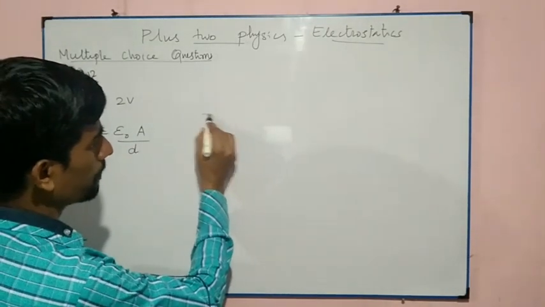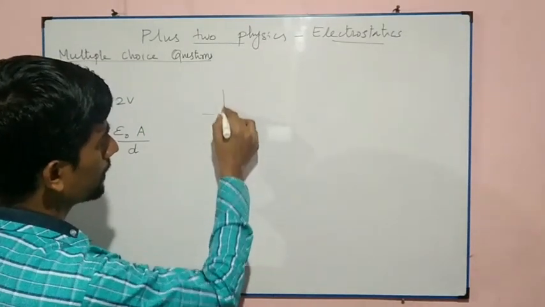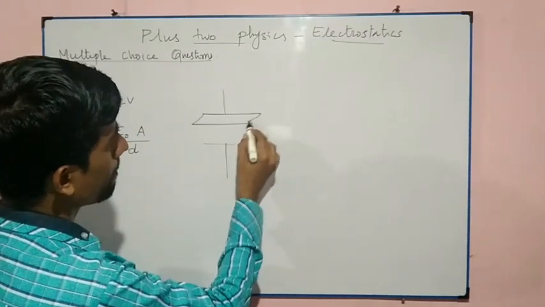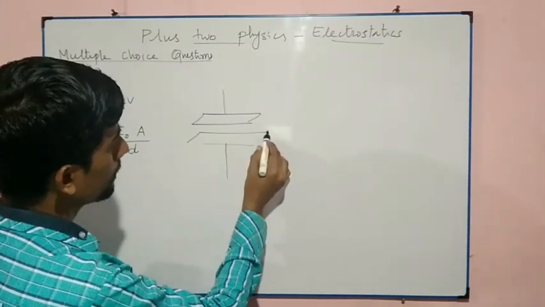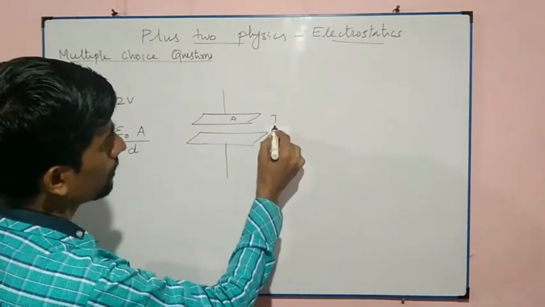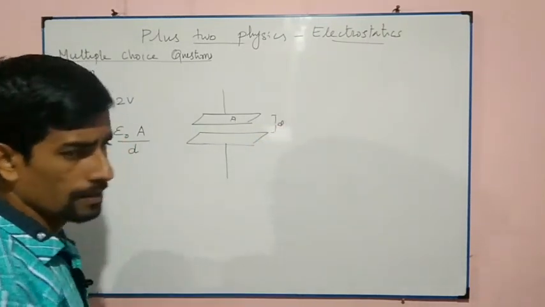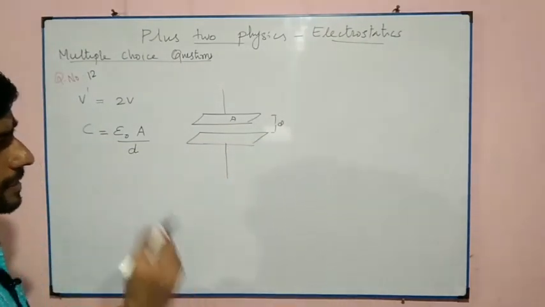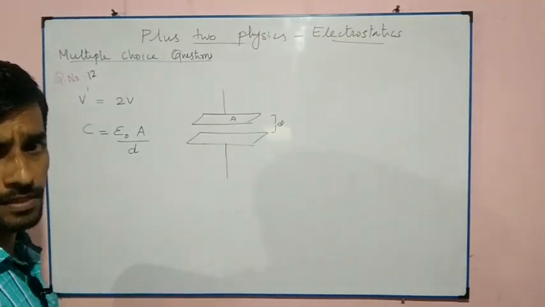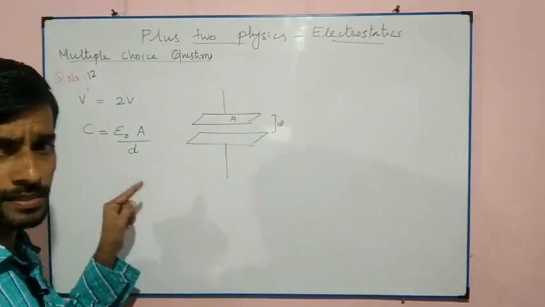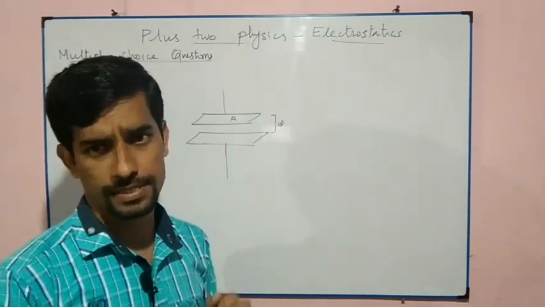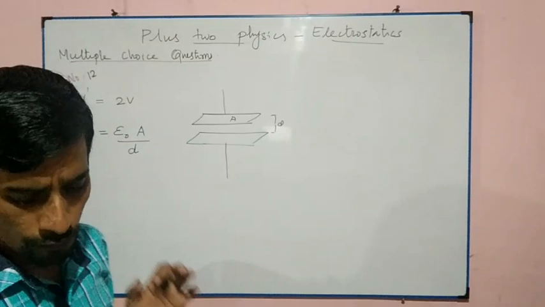So the capacitance depends only on two factors. One is the area of the plate, A, and another one is the distance between the two plates, D. There is no change in the area of the two plates, and also there is no change in the distance between the two plates. So there will be no change in the capacitance of the capacitor. Then which quantity will be changing? That we are going to find here.